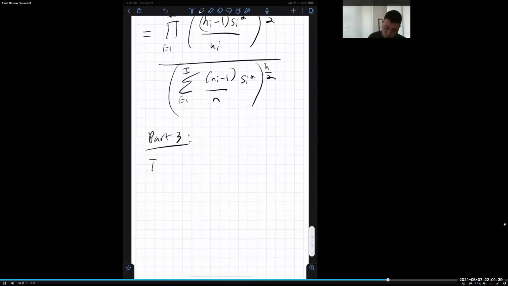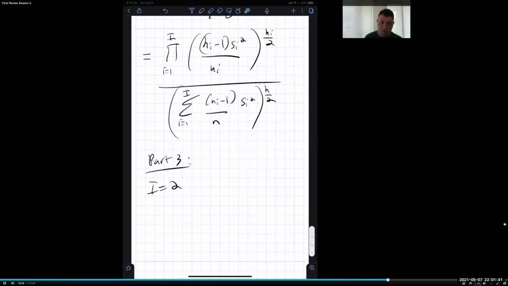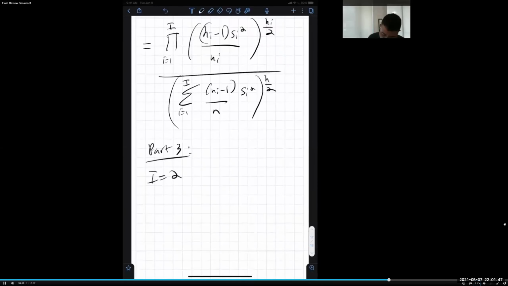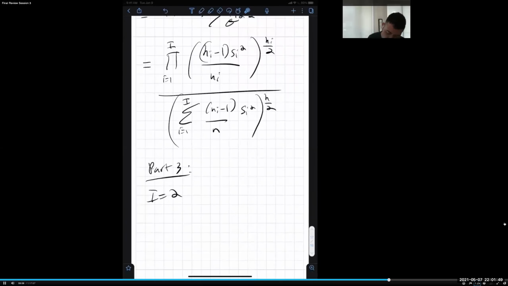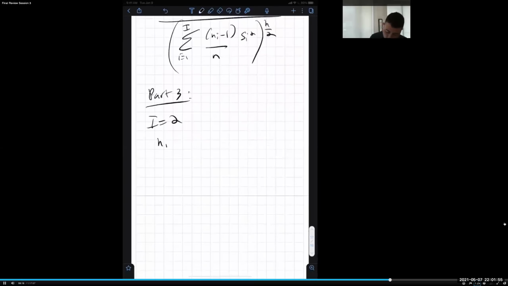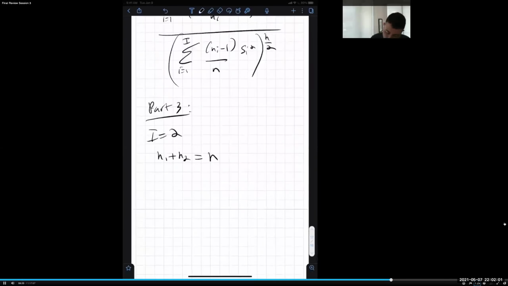We can assume now that I equals 2, and we want to get this just in terms of the ratio of the two sample variances. So I'm going to try and do this relatively quickly here. Essentially, I distribute this product and this sum for two samples. The key thing to note here is that n1 plus n2 equals n. That's all we need to know for this part.